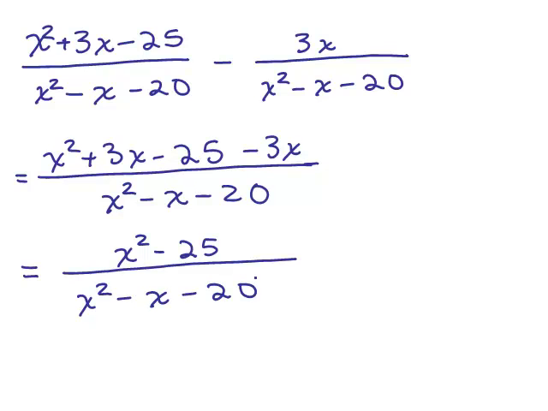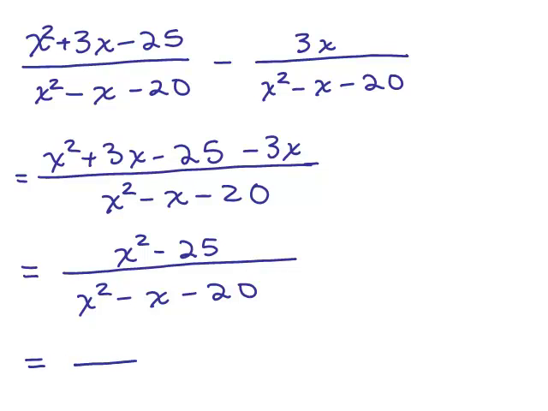Remember, don't even think about canceling until things are factored. So from the very beginning, make sure you don't try to cancel the x squares, the x's, the 25 and the 20, none of that. Okay? So we get a common denominator, we add or subtract the numerators, and we're going to have to factor, if possible, to see if anything cancels.